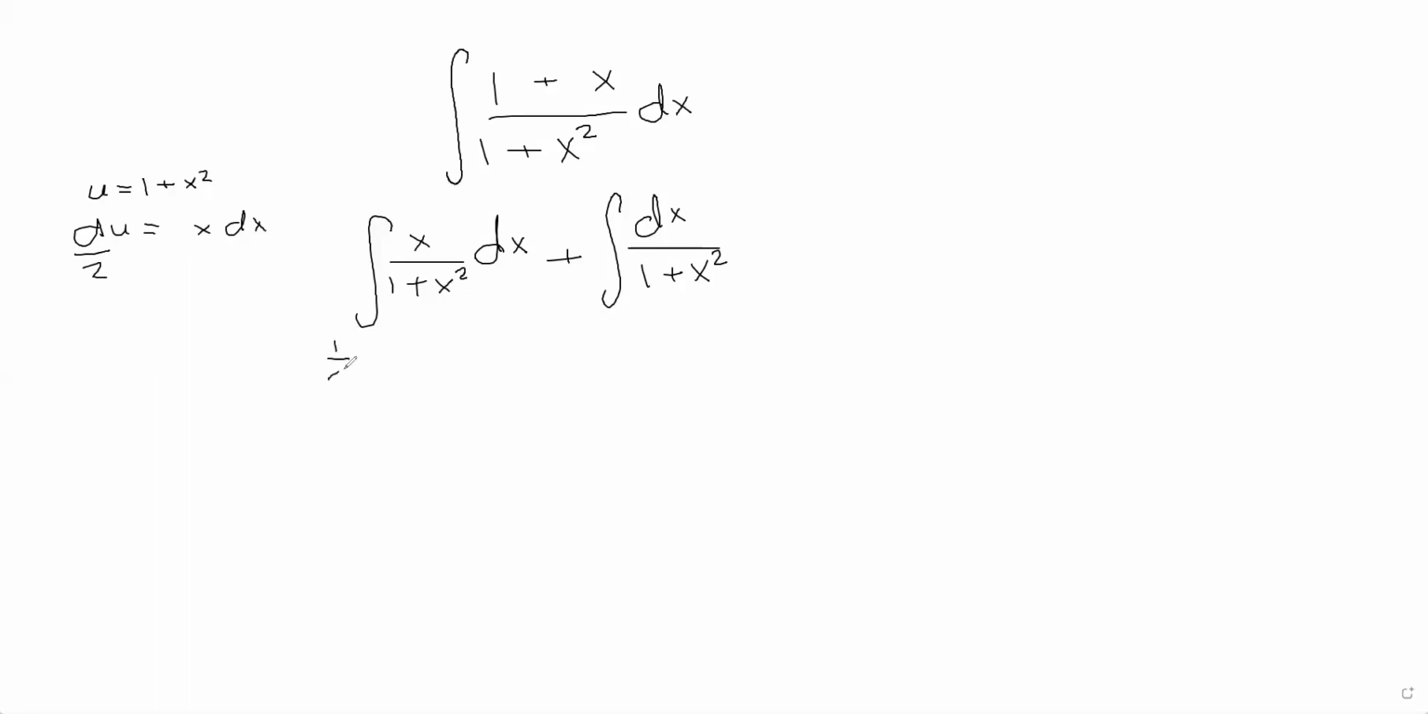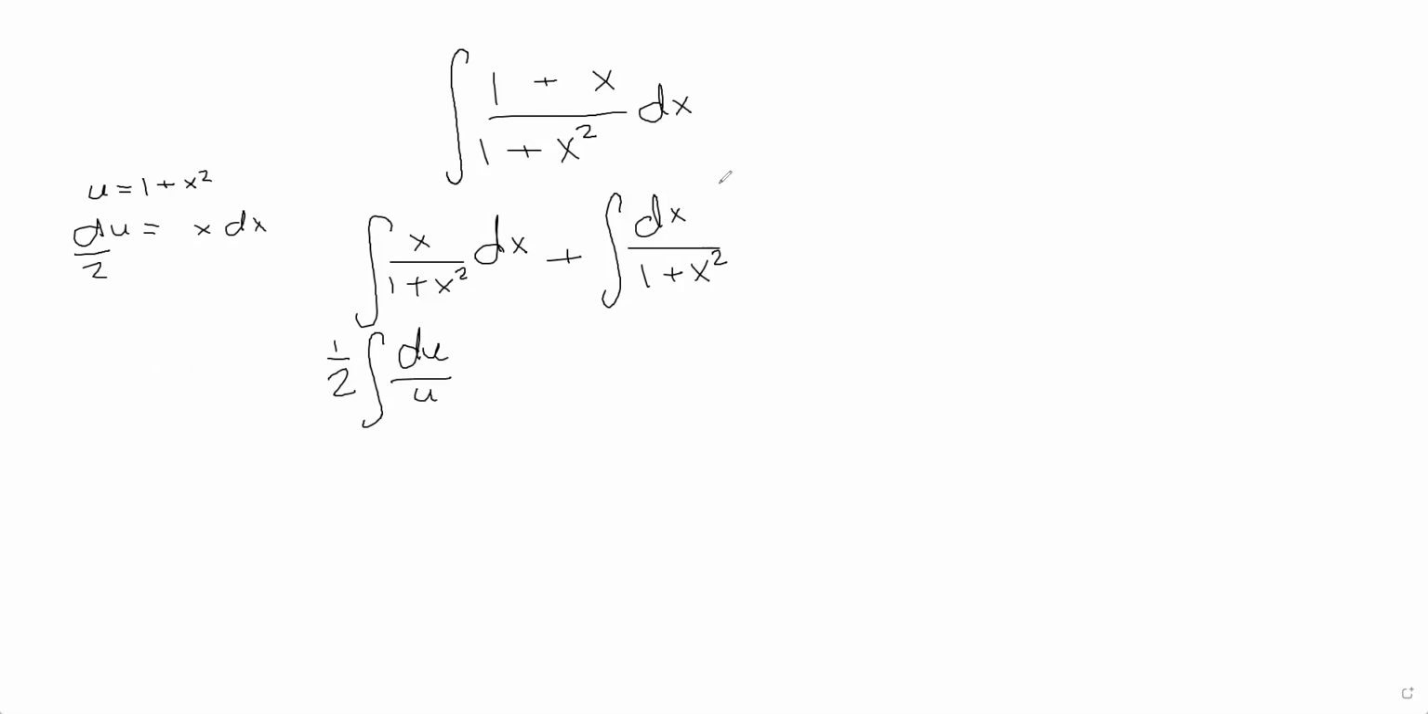So let's go ahead and make this 1/2 times the integral. And then x dx is the same as 1/2 times du. We have the 1/2, and now we have the du over u. Nice and easy. But then this next part, it doesn't play nicely.